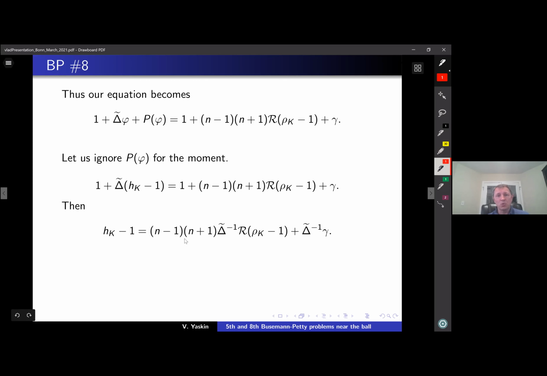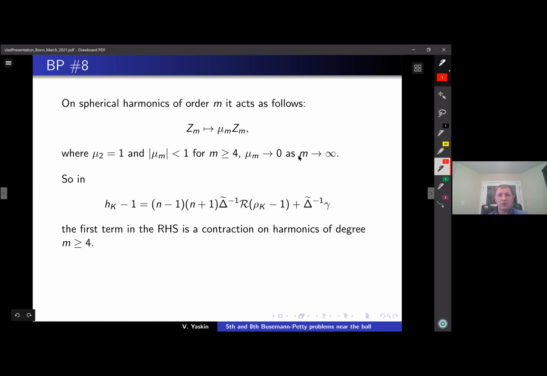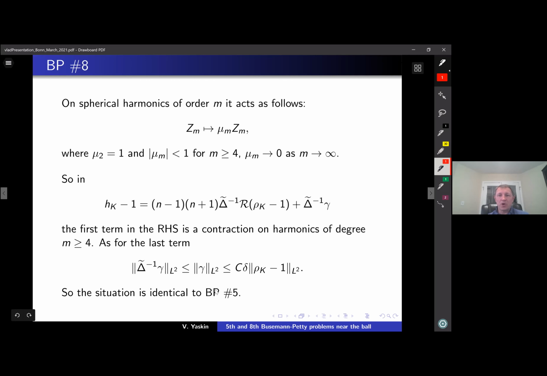And this is very similar to what we had in problem number 5, right? We have some operator here and a small term here. So what do we know about this operator over here? It has the same properties. It acts as a multiple of the identity on spherical harmonics of order m, and you can compute these coefficients. So mu2 is 1, as we had before, and the rest of the coefficients are less than 1, and they approach 0. So this is actually a contraction on harmonics of degree greater than 4, and this term is small, as before. So we're exactly in the same situation as problem number 5.